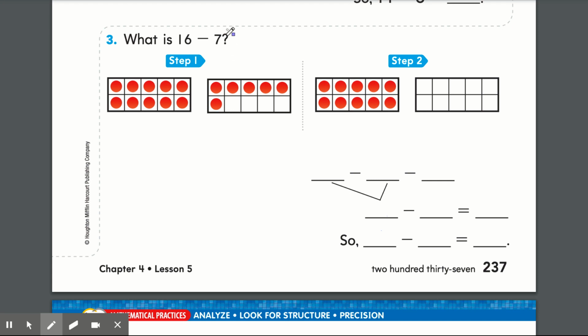So what would be a good way to break apart this 7? Well, I want to take away as many as I can to equal 10. So 1, 2, 3, 4, 5, 6. Okay, let's break 7 down into 6 and 1. So first I'm going to take away 6.